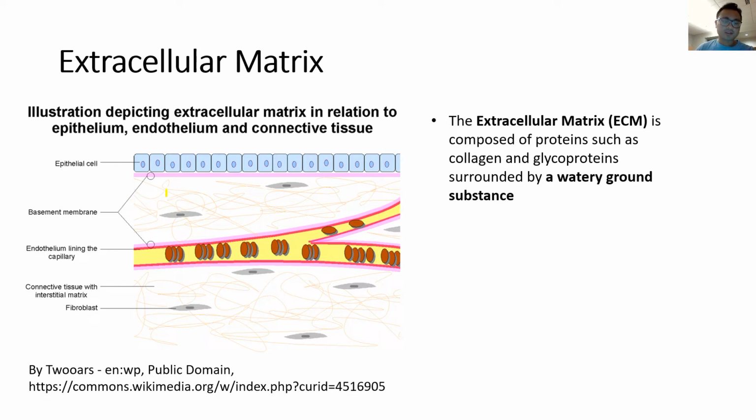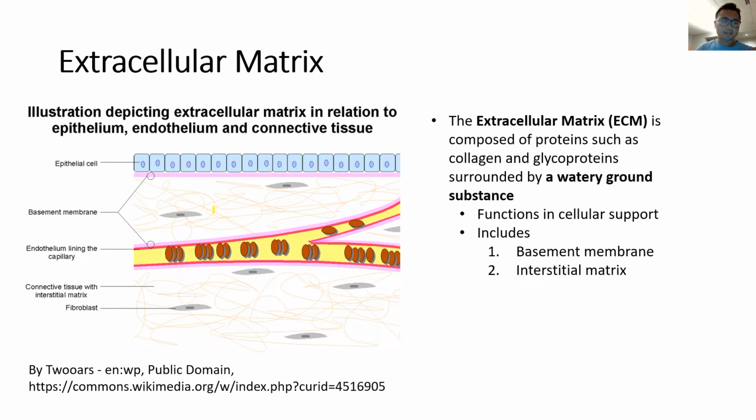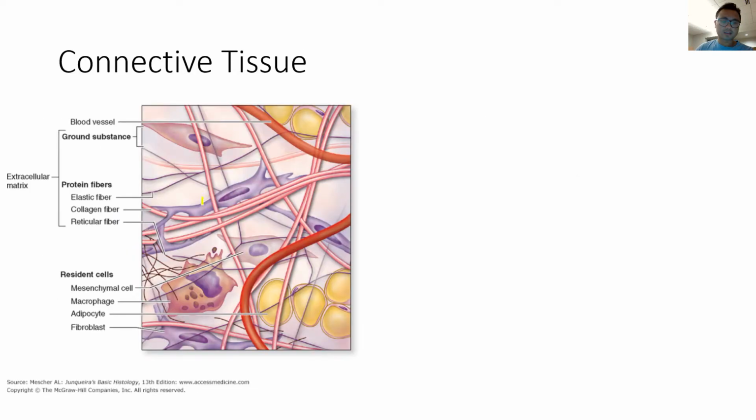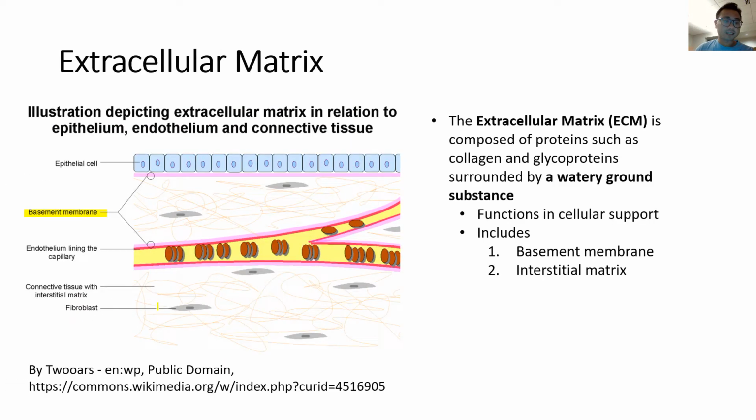And this is going to be composed of things like collagen and glycoproteins, which are surrounded by this watery ground substance. This functions in support of the cell and aids in the structural integrity of the cell. It includes not only the basement membrane, but also this interstitial matrix, as well as cells in the interstitial matrix. So, for instance, fibroblasts, which secrete collagen.